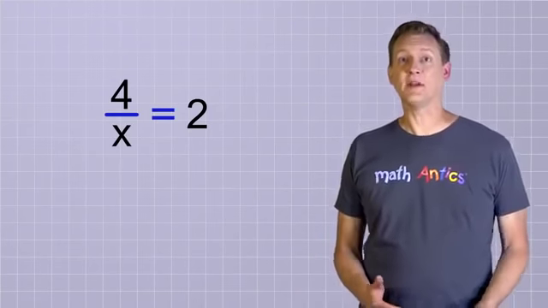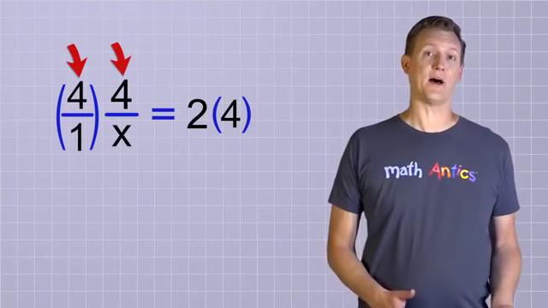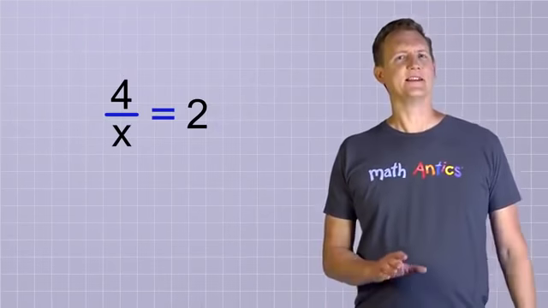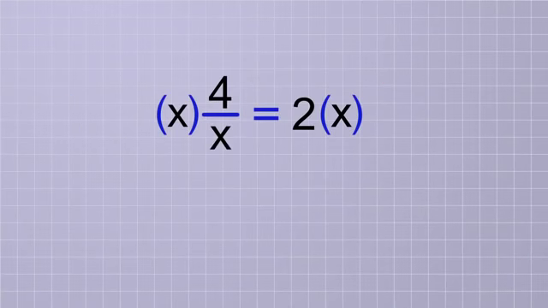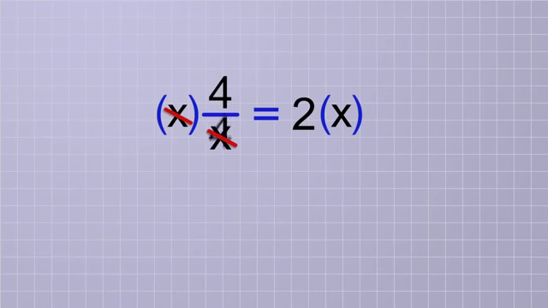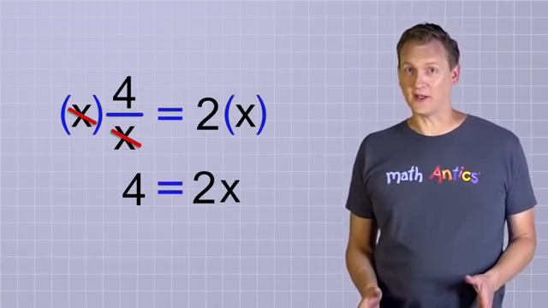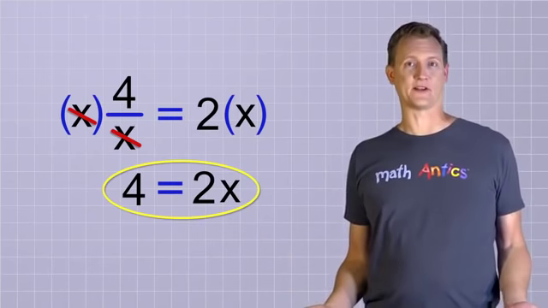Well, your first thought might be to multiply both sides by 4, but that won't help us here, because both of the 4's would be on top, so they wouldn't cancel each other out. Instead, what we need to do is multiply both sides by x. Watch what happens then. The x's on this side of the equation will cancel. Yep, you can cancel unknowns and variables exactly like you can regular numbers. That will leave us with just 4 on this side of the equation. And on the other side, we have 2 times x, or 2x. True, that didn't solve the equation, but it did get rid of the tricky x on the bottom, and it changed our equation into a problem that we already know how to solve.